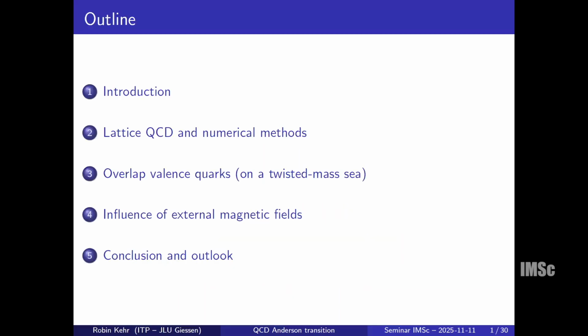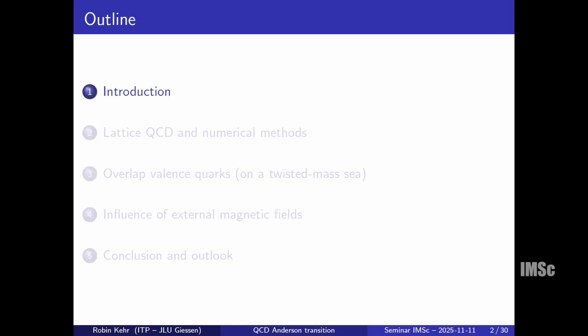So the structure is as follows. We start with a general introduction on the Anderson transition and the motivation for why it's interesting to study it. Afterwards, I'm going to present the necessary lattice ingredients. The numerical methods I put in the appendix since it's kind of technical, so if there is time at the end, you can ask and I can show you. Then I'm going to dive into our first setup, where we did most of our studies, with overlap valence quarks on a twisted mass. Then I'm going to talk about the magnetic fields part, and then I conclude and give an outlook at the end. So let's start with the introduction.